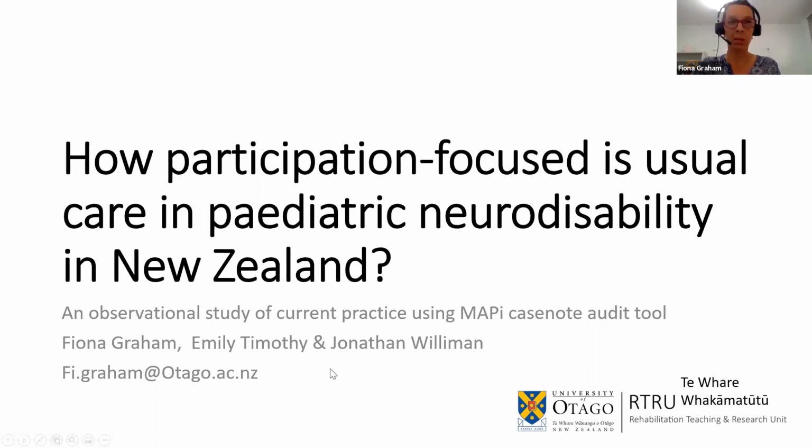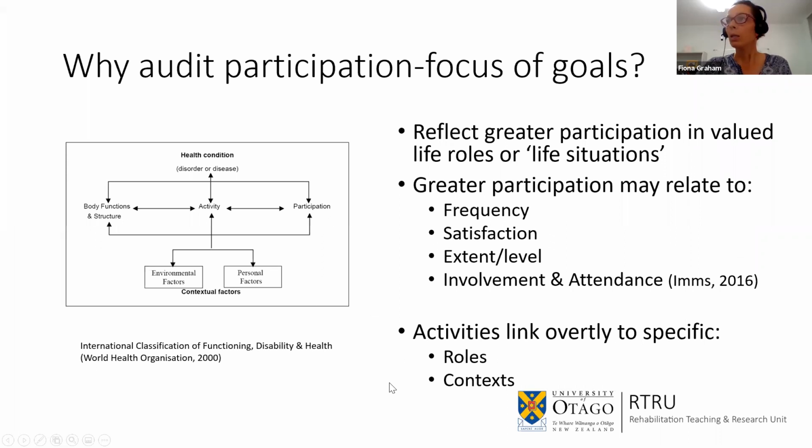So I'm Fee Graham, I'm an academic at the University of Otago. I teach interprofessional rehabilitation at a postgraduate level and run papers in paediatric neurodisability. So why would we ask a question like this anyway? What is useful and what makes the participation focus of services a priority in the delivery of paediatric services?